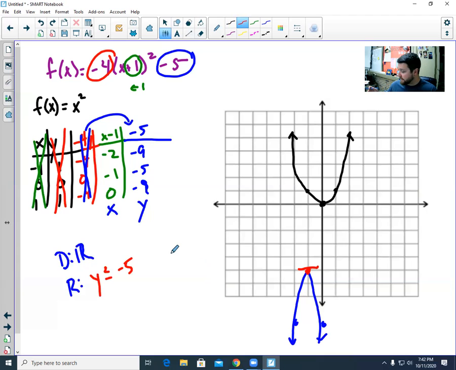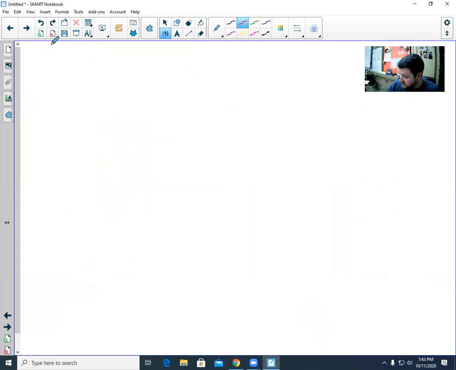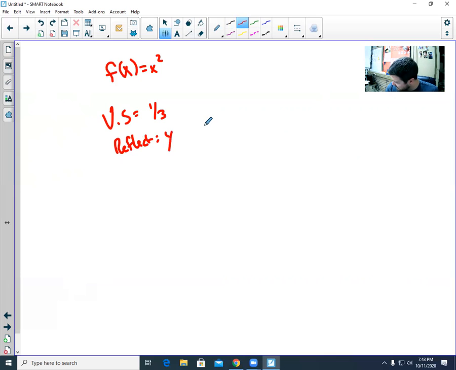Okay, so the next thing is to write and describe functions. It's to go through functions and describe what's going on with them. If I look at a question like number 32 in the book, it says that I have the function f of x equals x squared, and it says that I have to do a vertical shrink by a factor of 1/3. It says I have to reflect over y, and it says I have to move it 3 units to the right.